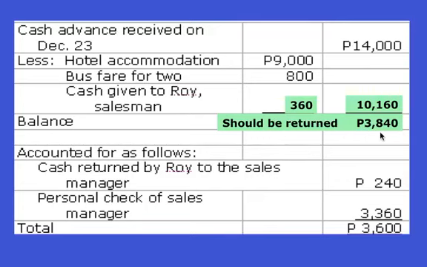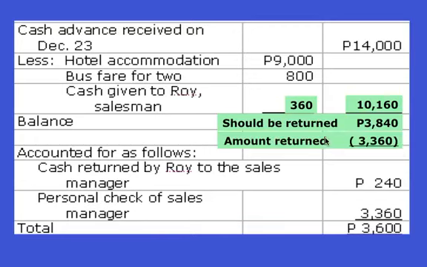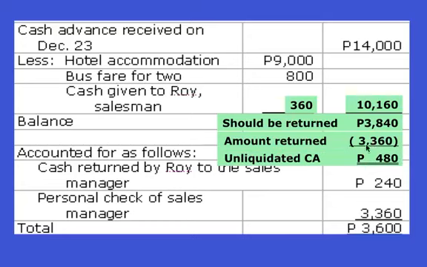Okay? So, hindi siya naisoli. Rather, ito yung dapat isoli ni JR. Magkano lang yung isinoli ni JR? Yan, 3,360 lang. Okay? So, kaya yung difference, hindi pa siya na-liquidate. So, may balance pang 480.